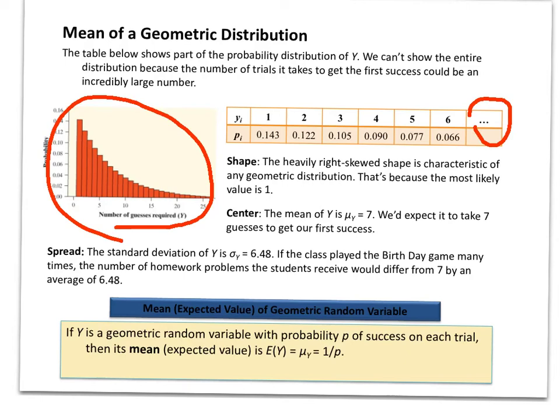The formula to help us get the mean is a very simple formula. It's 1 divided by the probability of success. So in this situation, we're trying to guess the day of the week that my friend's birthday is. It would be 1 divided by 1/7, which you remember from your fractions. We multiply by the reciprocal, so that's 1 times 7 over 1. We don't like to divide by fractions, we multiply by the reciprocal. So the mean here would be 7. We would expect on average it will take 7 guesses before the students get it right.